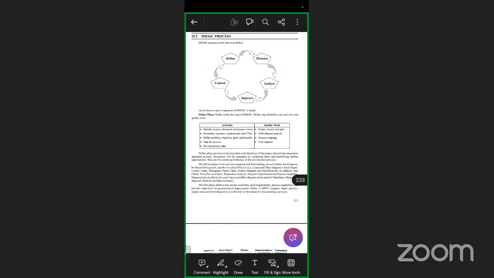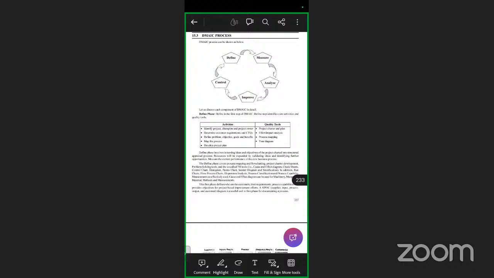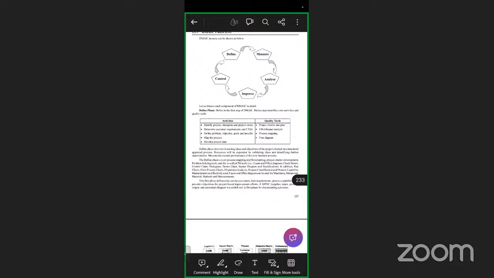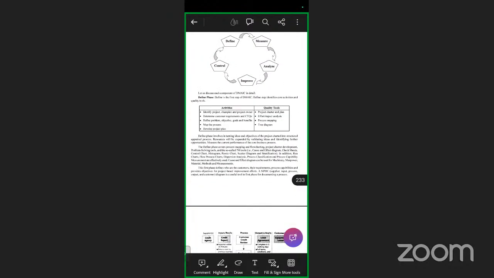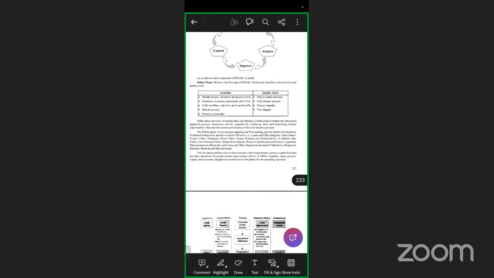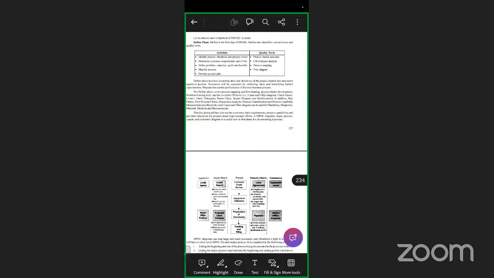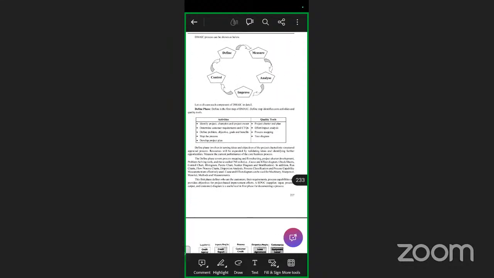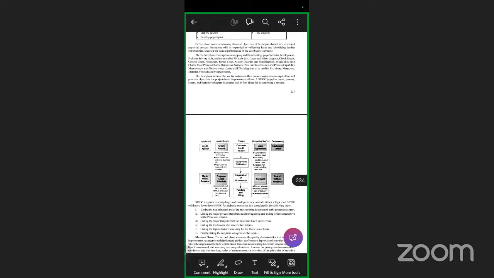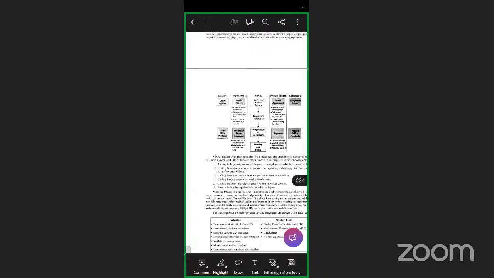For that, what you need to do in the activities: identify the project, define the campaign and project owner, determine the customer requirements, CTQs, and define problem, objectives and goals, benefits, and develop a project plan. Here, the quality tools they are going to use are project charter and plan, effort impact analysis, process mapping, and tree diagram. These things they use in the DMAIC model. Here, suppliers, inputs, process, and output are there, and finally it reaches a customer in this process.